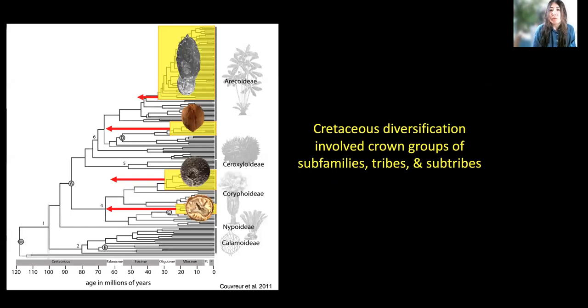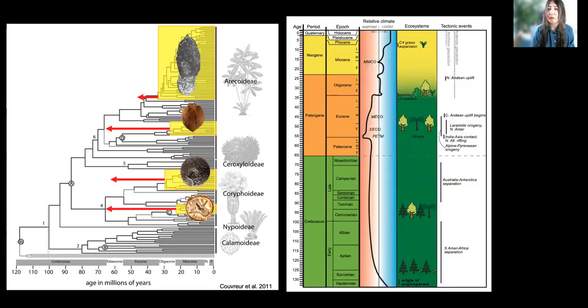Okay, so going back to our main results, now many of these fossils are much older than current estimated ages for their respective groups, some by as much as 40 million years. And so this implies that Cretaceous diversification of palms involved the crown groups of subfamilies, tribes, and even subtribes, and not just the stem lineages of major groups. And so this has important bearing on how we understand the environmental context of palm evolution, because climate and environments, as we know, have undergone radical changes over the last 100 million years.